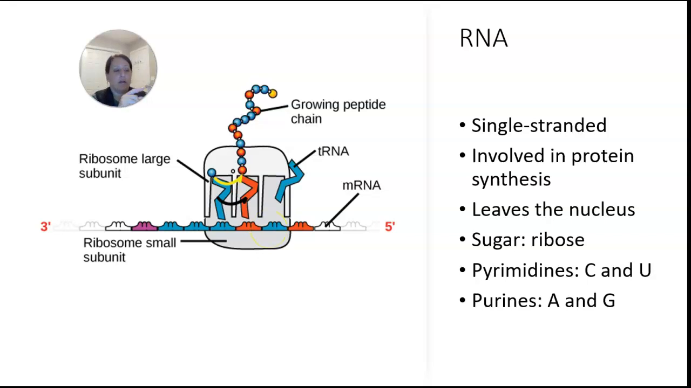Okay, so RNA is single-stranded. It's much shorter than DNA. The sugar here is ribose instead of deoxyribose. And lastly, RNA is going to have A, G, and C, but it doesn't have thymine. In its place, again, it has uracil.